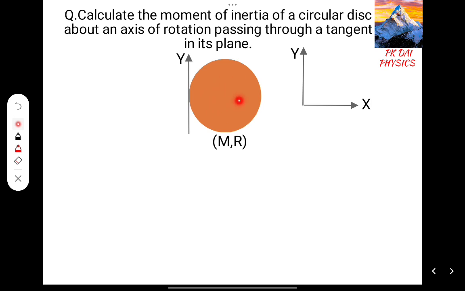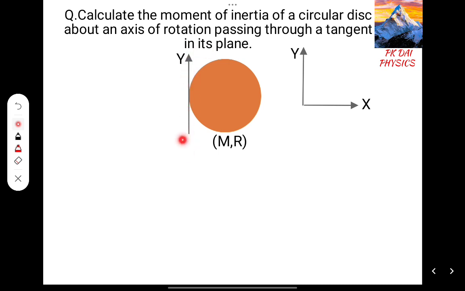We'll use the perpendicular axis theorem as well as the parallel axis theorem to find the moment of inertia of this disk about this axis. If the tangent was perpendicular to its plane, we could have used the parallel axis theorem directly. About the center of mass, perpendicular to its plane, the moment of inertia of a disk is mr square by 2. Using the parallel axis theorem, you could easily find the moment of inertia about a tangent perpendicular to its plane.